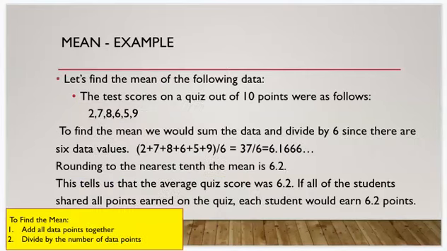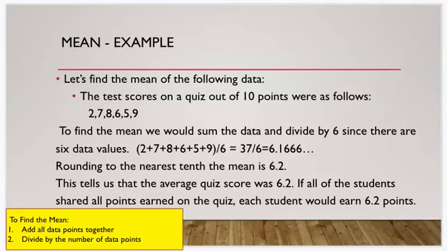Let's look at an example. Let's find the mean of the following data. The scores on a quiz out of 10 points were as follows: 2, 7, 8, 6, 5, and 9. To find the mean, we would sum the data and divide by 6 since there are 6 data values. So 2 plus 7 plus 8 plus 6 plus 5 plus 9, and then divide that sum by 6. You get an answer of 6.1666..., with the 6's repeating.